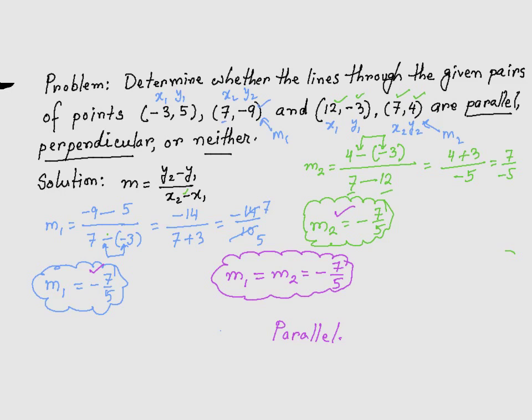Now, had it been the case that these two numbers were not equal, what we would have done is multiply m1 with m2 and see whether we get -1. If we did get -1, that would mean that these lines were perpendicular. On the other hand, if we did not get -1, that would mean that the lines were not parallel nor perpendicular. Therefore, it must be neither parallel nor perpendicular.